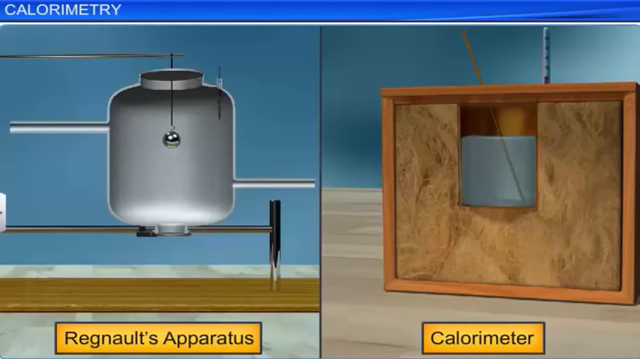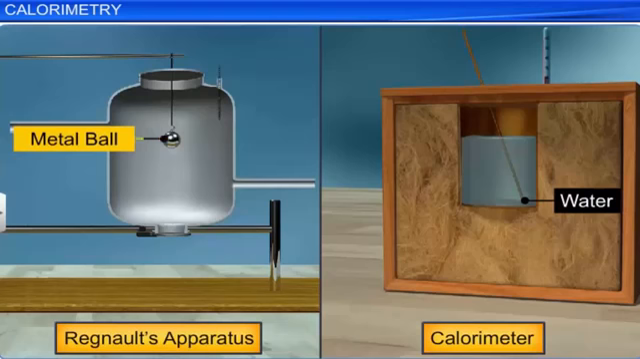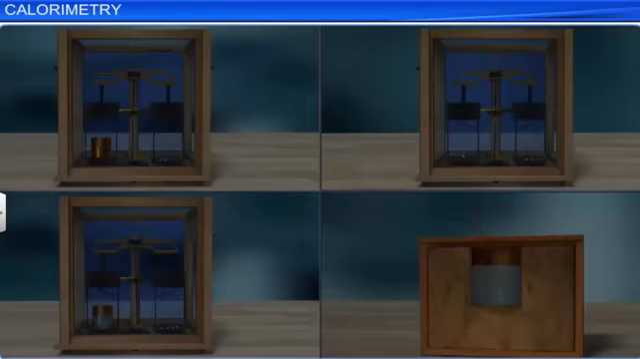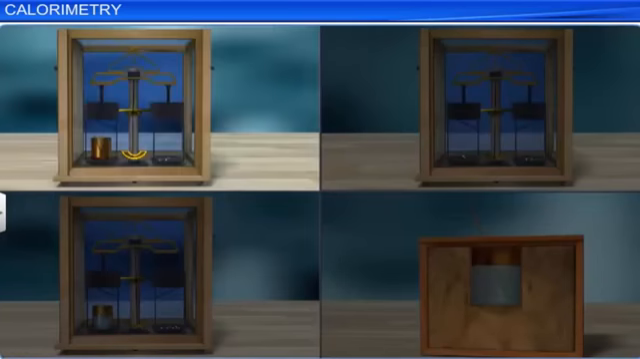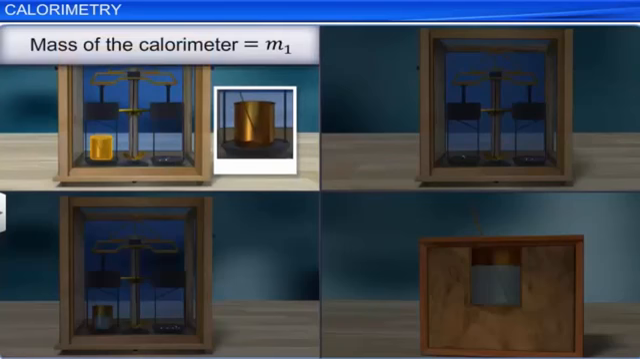To do this, a Reynolds apparatus and a calorimeter are used. As we use water in the calorimeter, we need to take a solid that is denser than water and insoluble in water, say a metal ball. First, the calorimeter with stirrer is weighed using a physical balance. Let its mass be m1.